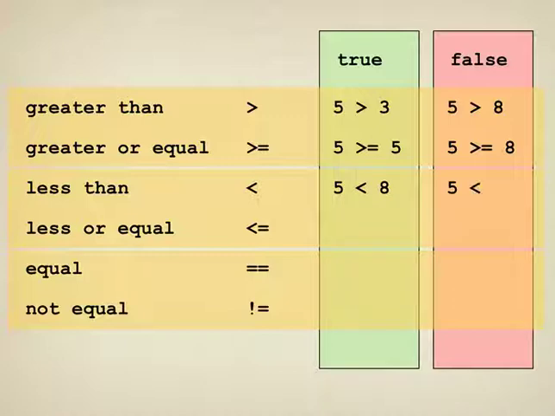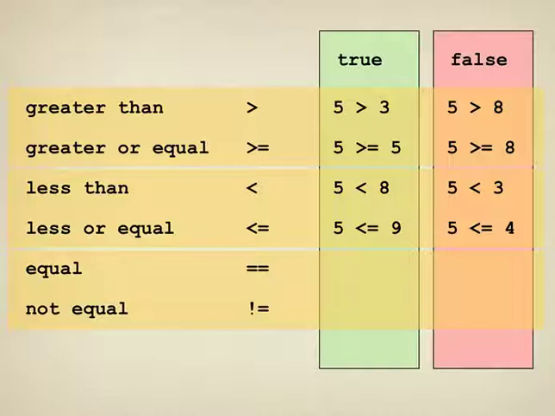Well, we can do the very same thing with less than. 5 is less than 8, but 5 is not less than 3. 5 is less than or equal to 9. Well, that's true, but 5 is not less than or equal to 4. And in all of these cases where I'm using 5s and 8s and 3s, you can be using variables, of course, and we usually do.